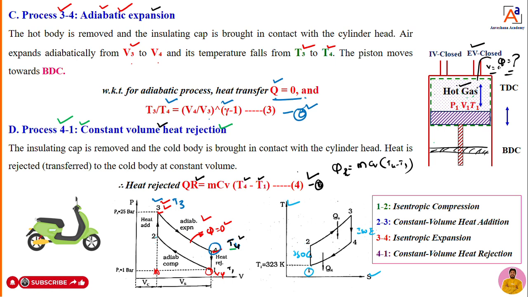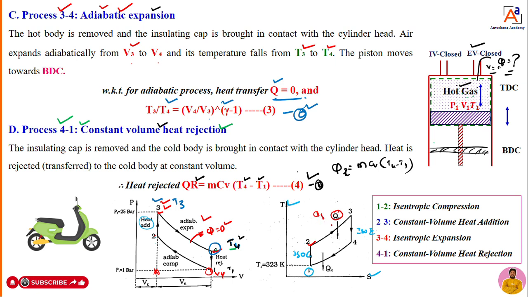Once you compress, then what are we going to do now? Later, we are going to supply a certain amount of heat. That heat supplied can be shown in the TS diagram also. How can we show it? At process 2 to 3, you are supplying heat, right? That heat supplied is represented at 2 to 3 as QS.